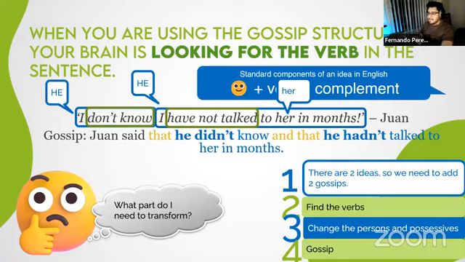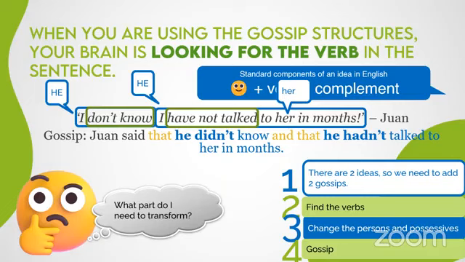So the best solution in this case is the 4 steps. Number 1, find the ideas. Number 2, find the verbs. Number 3, change the persons and possessives. And number 4, gossip with the formulas. This is the strategy for the exam. Easy or difficult?